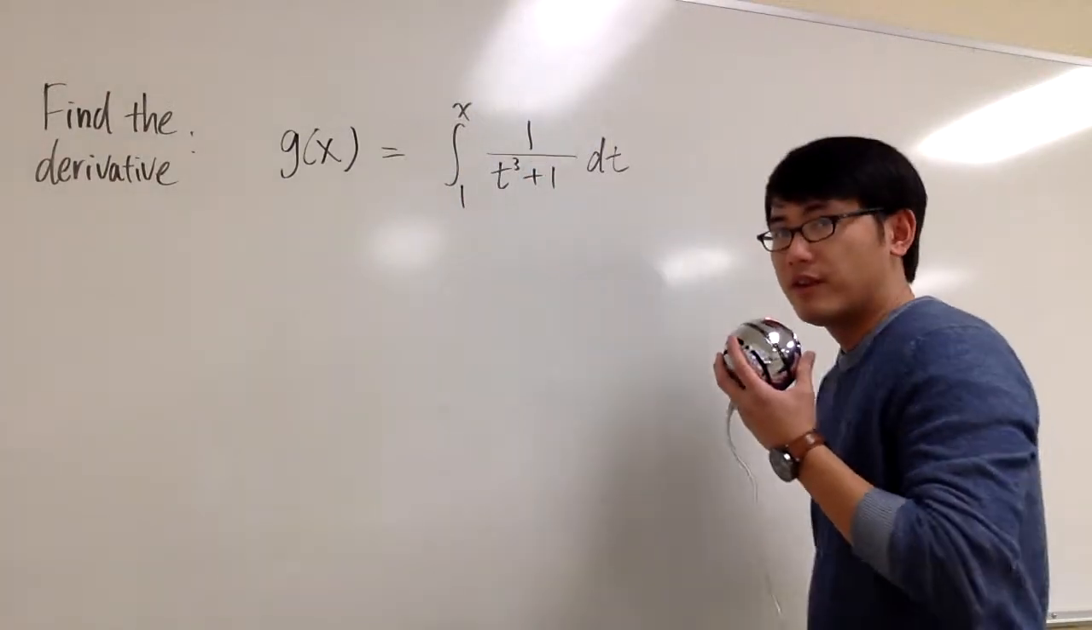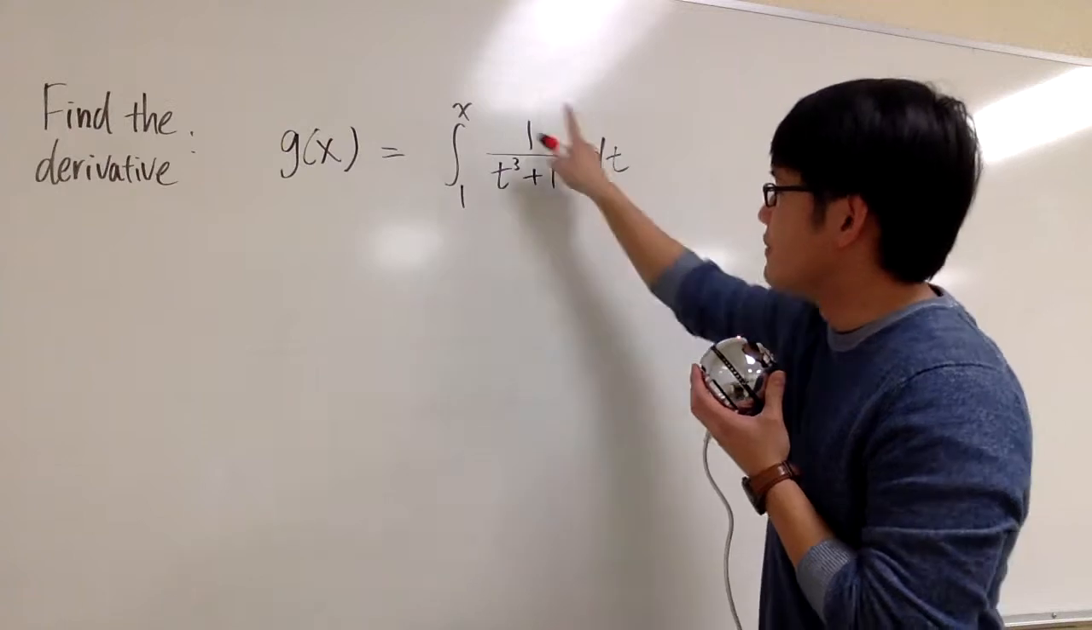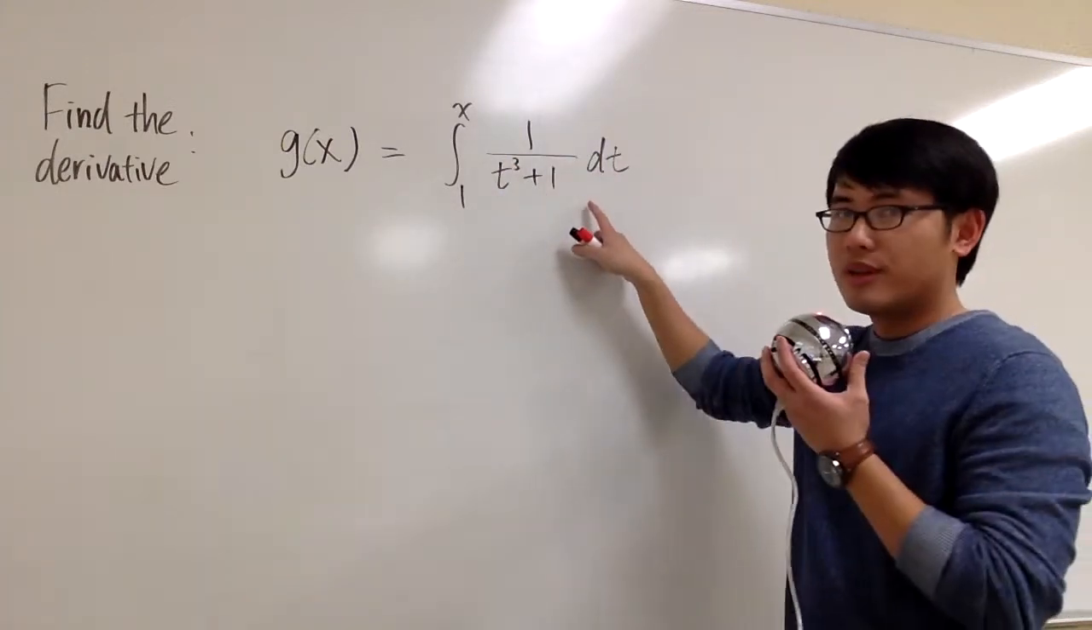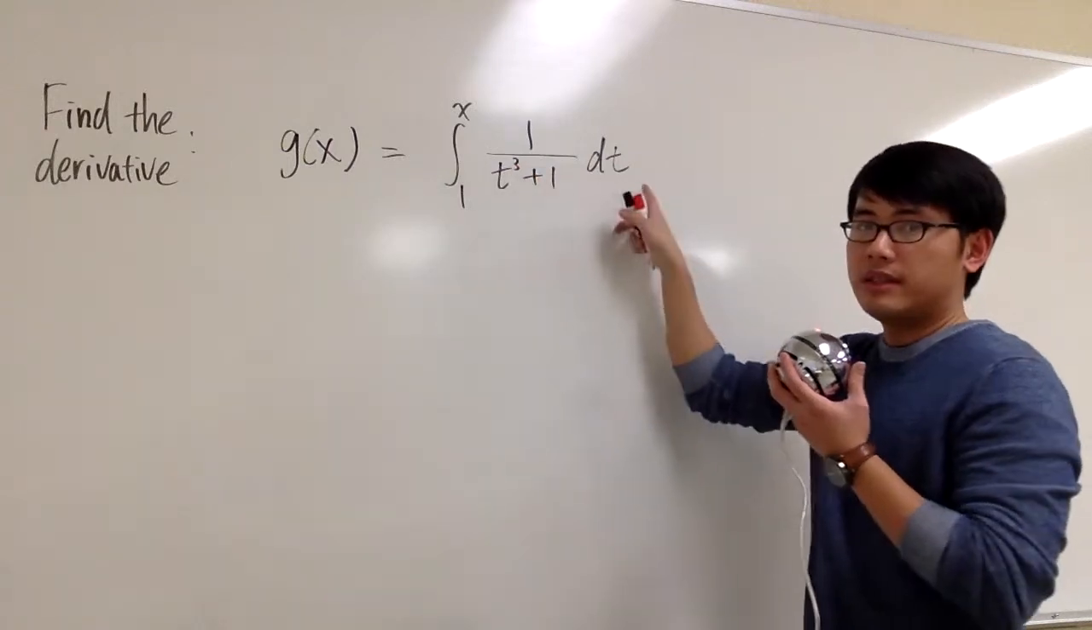Let's find the derivative for the function g of x, and notice that g of x is a function that's defined in terms of an integral. It's the integral from 1 to x, 1 over t to the third power plus 1 dt.